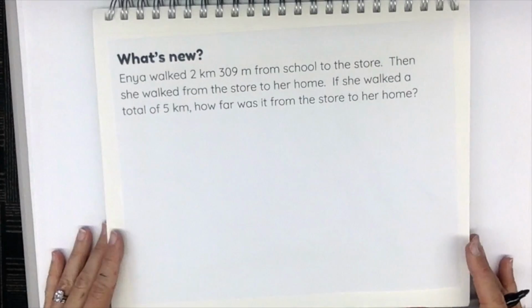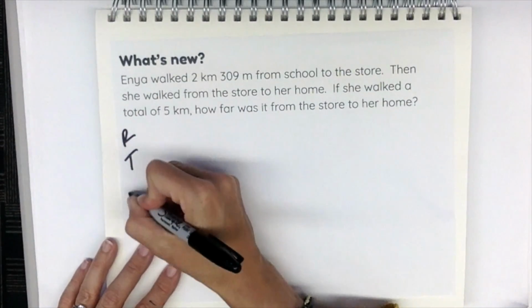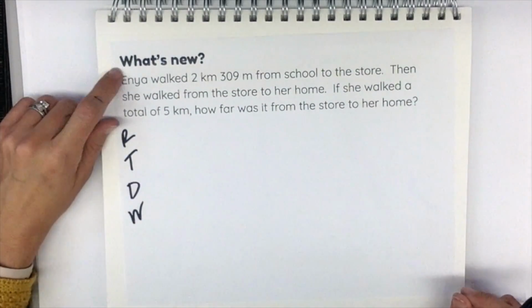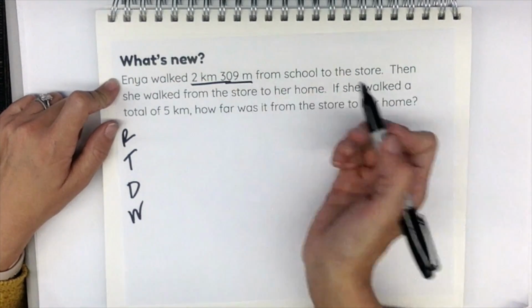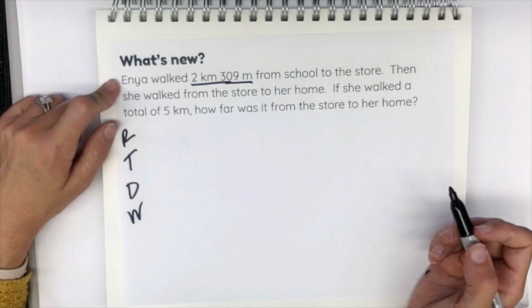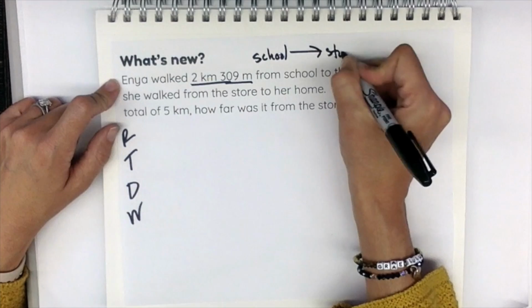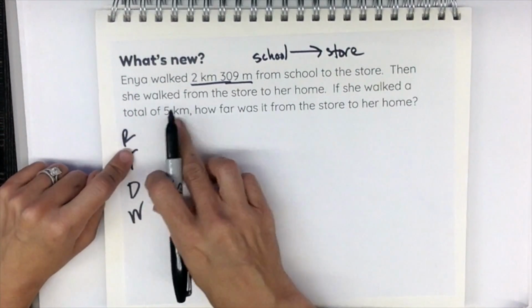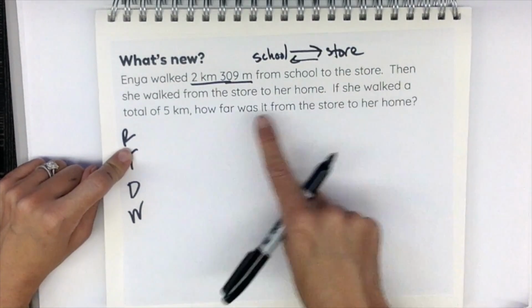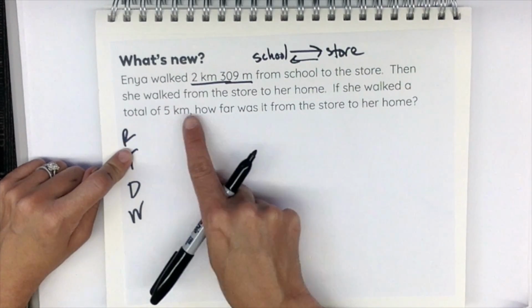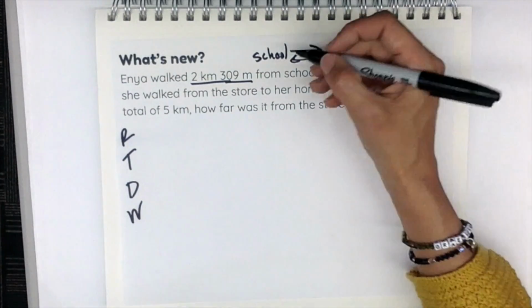Well done. Let's do a word problem. Read, think, draw, write. Here we go. What's new? Enya walked 2 kilometers, 309 meters from school to the store. So if I imagine school to the store, thinking about it. Then she walked from the store to her home. If she walked a total of 5 kilometers, how far was it from the store to her home? Oh, I did my arrows wrong.